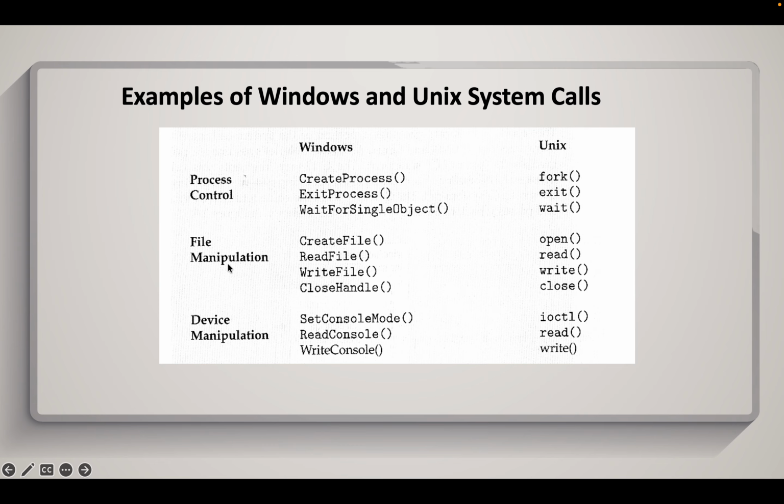And then device manipulation. SetConsoleMode, ReadConsole, WriteConsole and so on for Windows. For Unix, ioctl means input output control, and read the data from the device, and then write the data into the device. Device means input device or output device. For example, for a monitor, if you want to write to the monitor, the write system call is used to send the data to the monitor.